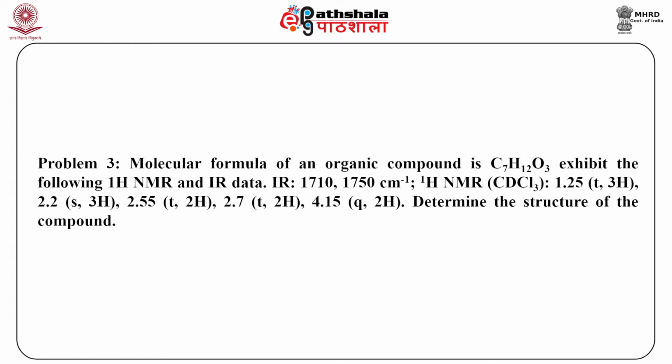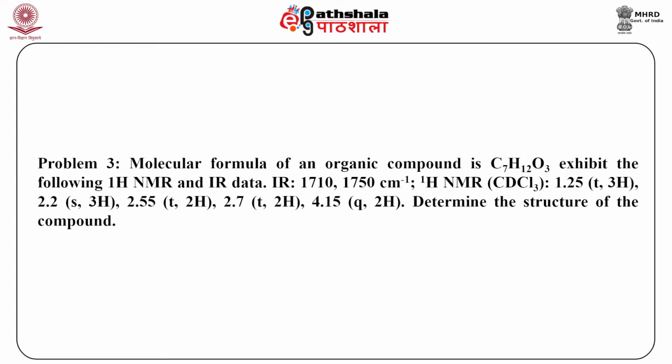And coming on to the proton data, all the values in ppm. First one is 1.25, which occurs as a triplet accounting for 3 hydrogens. Another one at 2.2 ppm with a singlet accounting for 3 hydrogens. Another signal at 2.55 ppm as a triplet with 2 hydrogens. Another signal at 2.7 ppm as a triplet with 2 hydrogens. The last signal is 4.15 ppm with a quartet accounting for 2 hydrogens.